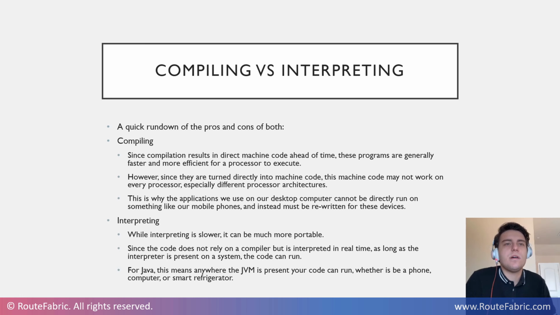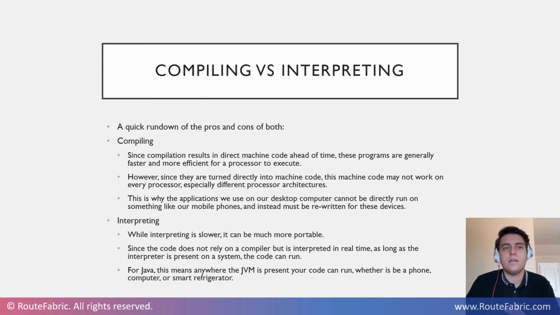So I'll just go over some pros and cons of both. Since compilation results in direct machine code ahead of time, these programs are generally faster and more efficient for a processor to execute. Since your program, your executable, is written entirely in machine code after it's compiled, your processor doesn't have to think about anything.